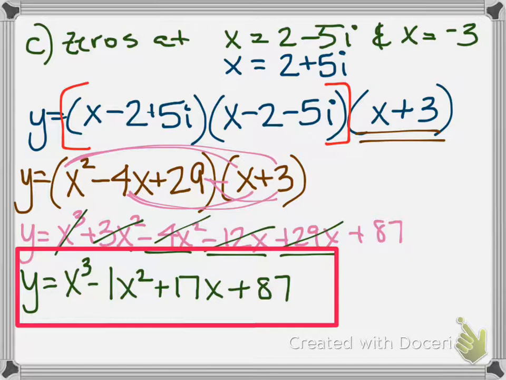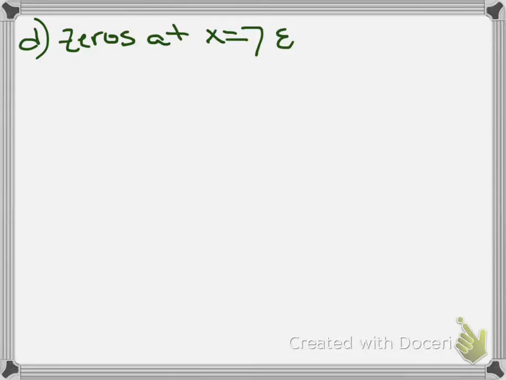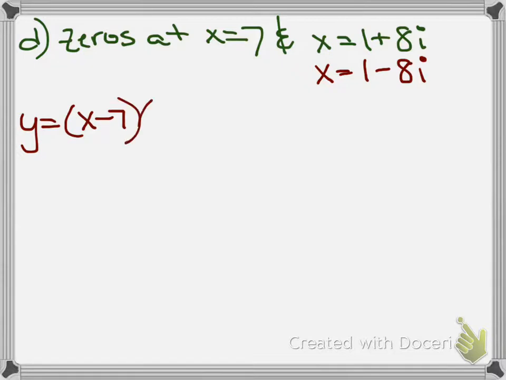Okay, on to D, much of the same thing. If you want to pause and try it on your own and then see if you get the same answer, we can go with that. So D, zeros at x equals 7, whoops, and x equals 1 plus 8i. So the other zero is at 1 minus 8i. Let's write out the equation. x minus 7, x minus 1 minus 8i, and x minus 1 plus 8i.